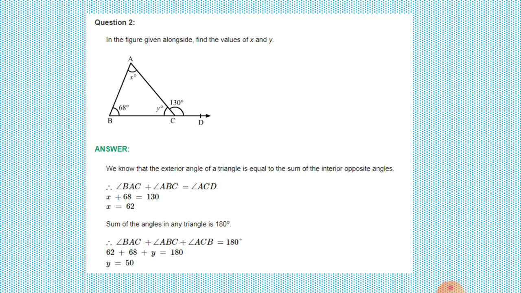Sum of the angles of any triangle is 180 degrees. Angle BAC plus angle ABC plus angle ACB equals 180 degrees. 62 degrees plus 68 degrees plus y is equal to 180 degrees. 62 plus 68 is 130 degrees. 130 degrees plus y equals 180 degrees. y is equal to 50 degrees.